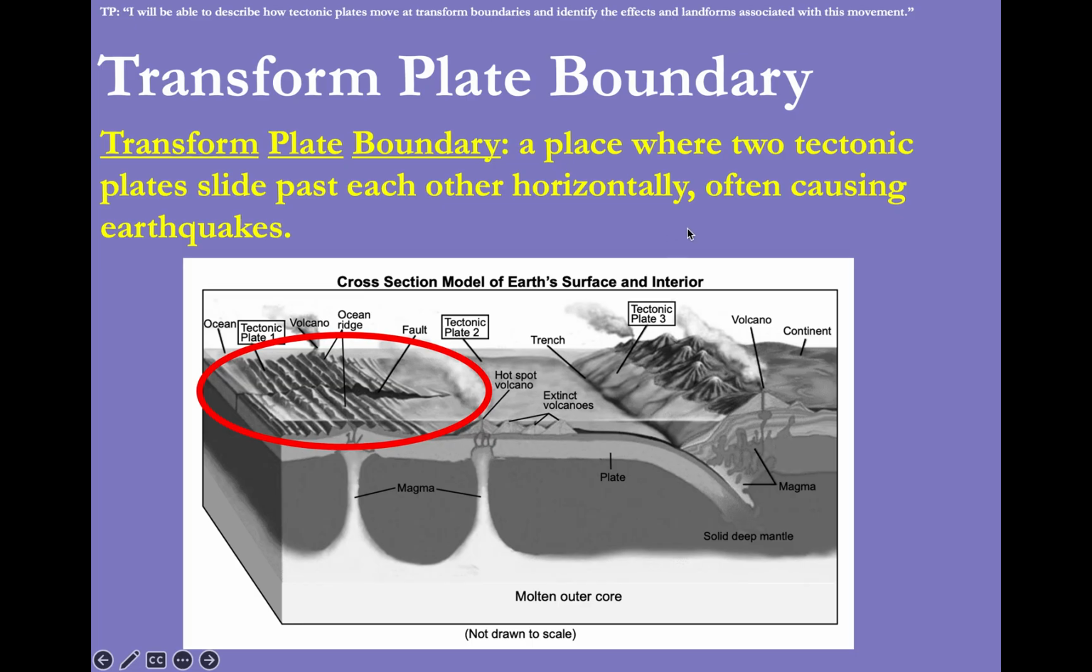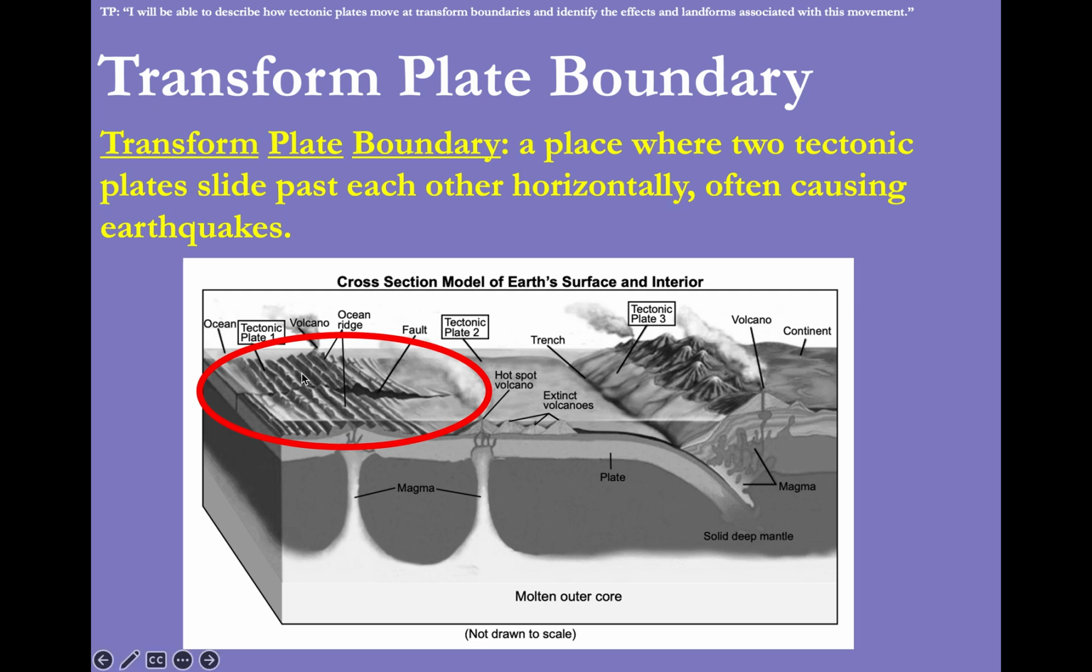All right, transform plate boundary: a place where two tectonic plates slide past each other horizontally, not vertically, often causing earthquakes. All right, we can get some severe earthquakes happening here at transform plate boundaries. I'll explain one of them on the next slide.